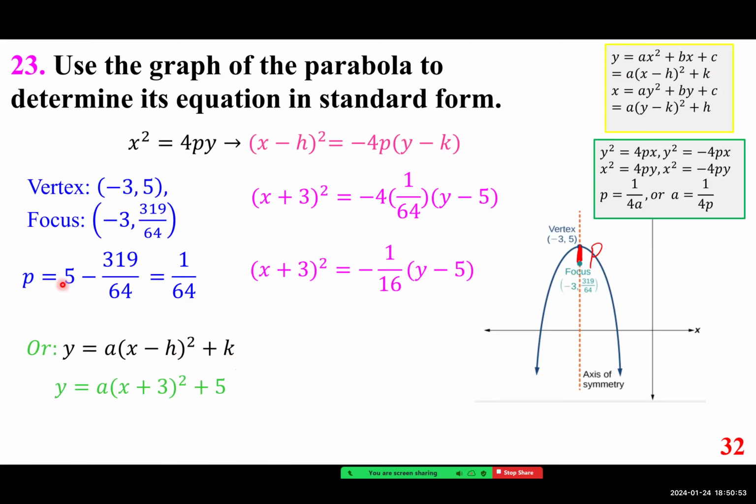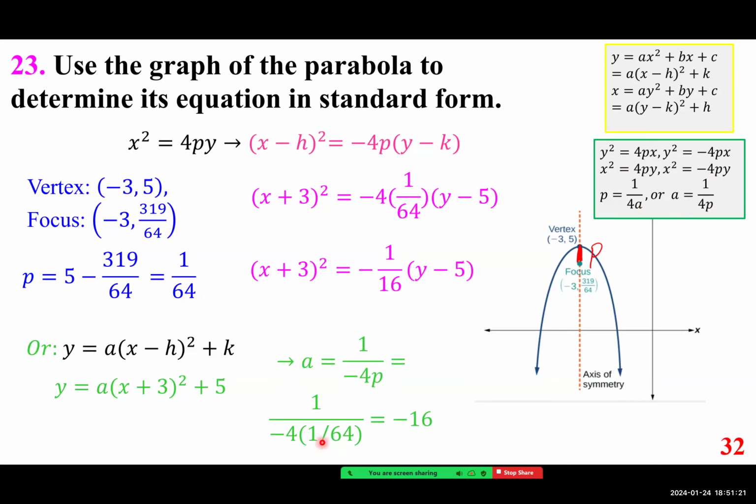We have already found the p. We're going to use that because the distance between the two is the p. And we know that the relationship between p and a: p is 1 over 4a, or a is 1 over 4p. Because it opens down, it's negative, right? So a is 1 over negative 4p, so 1 over negative 4 times this number.